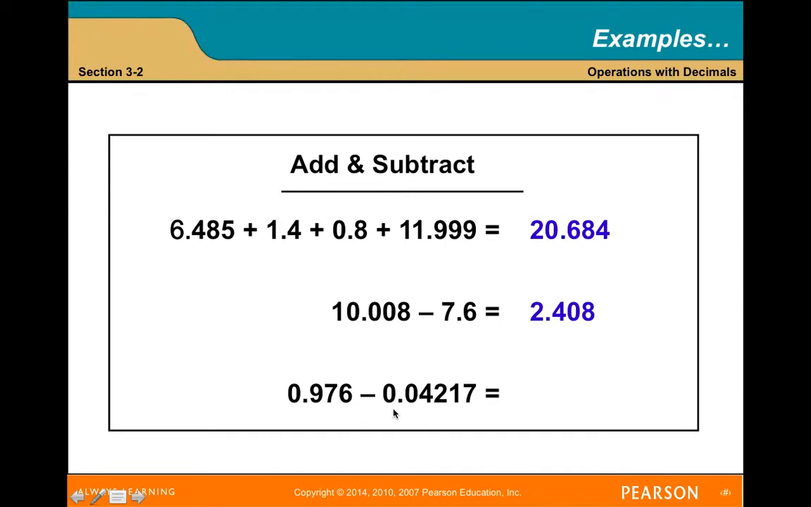And lastly, we have 0.976 minus 0.04217. And if you'd like to solve it, you can press pause. The answer is 0.93383.